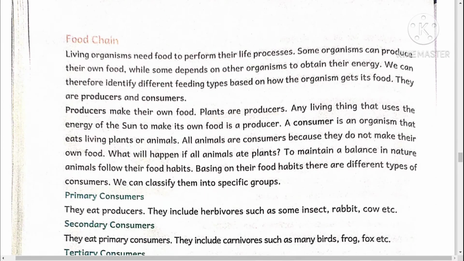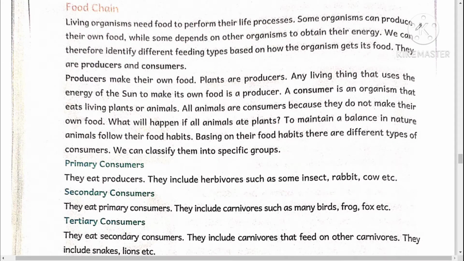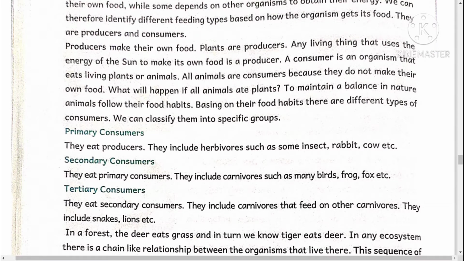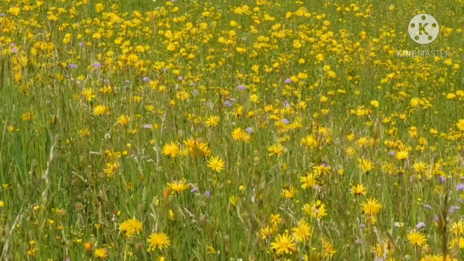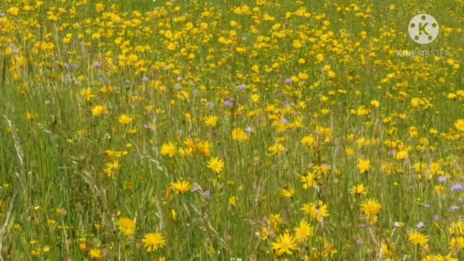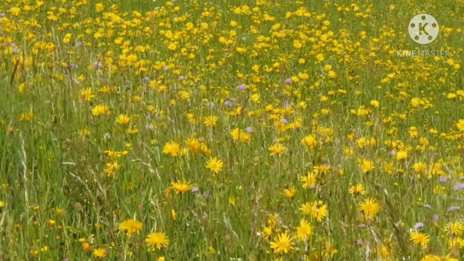So next, food chain. Living organisms need food to perform their life processes. Some organisms can produce their own food, while some depend on other organisms to obtain their energy. We can therefore identify different feeding types based on how the organisms get their food. These are divided into producers, consumers and decomposers. So producers, what can they do? They can make their own food.